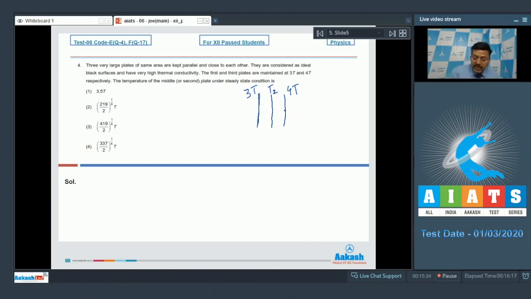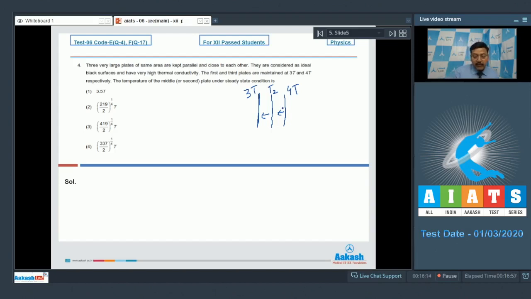So whatever amount of net rate of flow of heat between the third and second, the same rate of heat will flow also between second and first, because none of these plates will absorb heat as such, right? So whatever amount of heat is absorbed, the same amount of heat is being radiated. So that net absorption is 0. That is the condition for steady state. Otherwise the temperature will change with time.